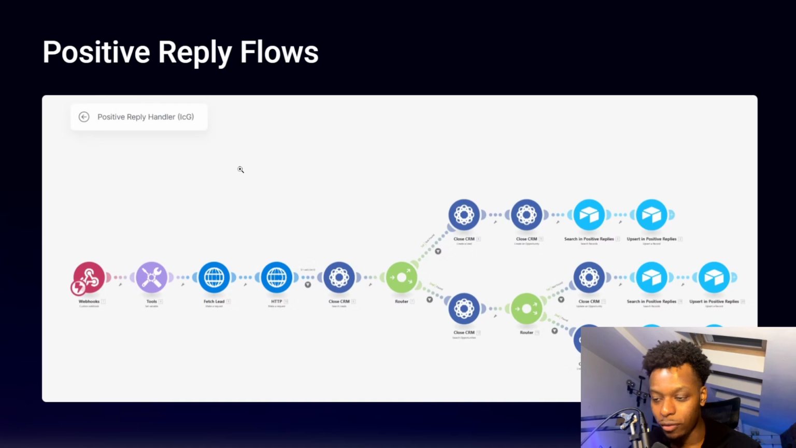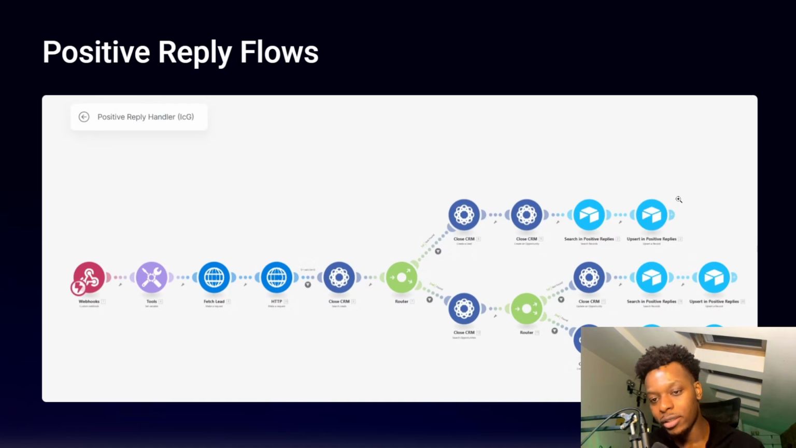Then we have positive reply flows. Positive reply flows works off of the same type of webhook, except it's for when a lead category changes. And what we do here is we push the information from here into Close. We search for the lead. If the lead is present, then we update them and we push them to an Airtable, which is forming basically like a dashboard to determine on what days we get these positive replies, so on and so forth. And then if they are present inside Close, then we'll push them here.